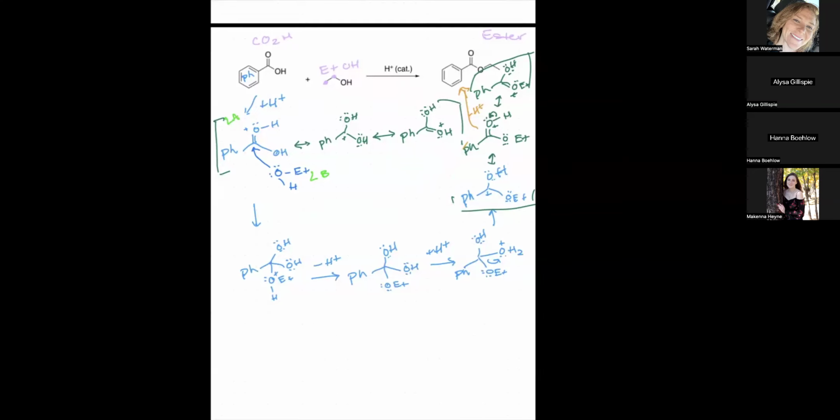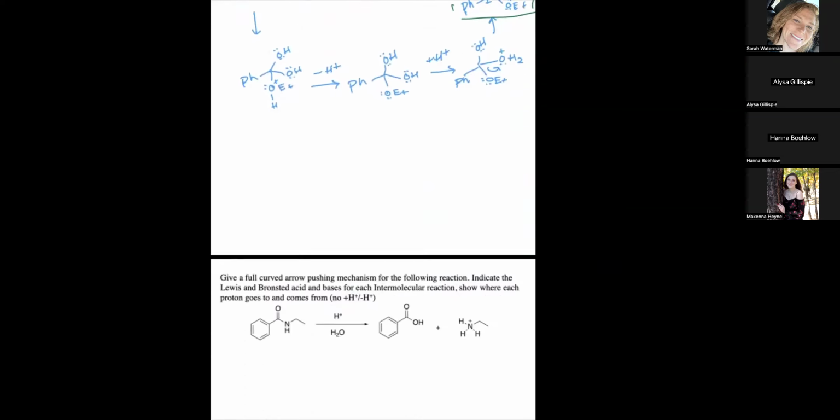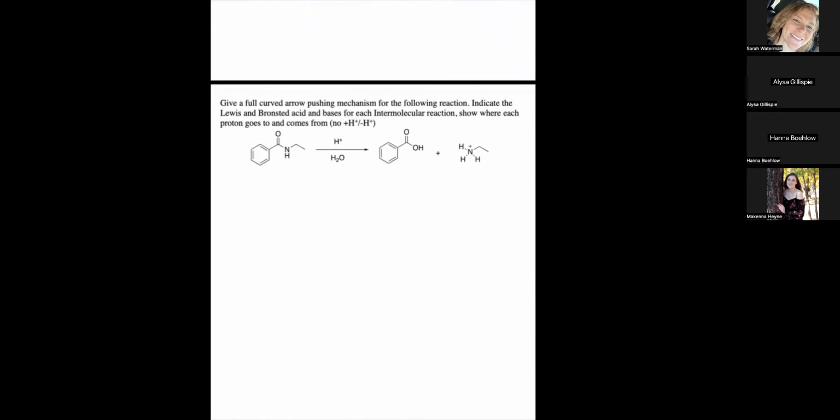Does anybody have any questions about that? It's a lot of just that plus H plus, minus H plus, move this hydrogen around, take this off, don't forget your lone pairs, etc., etc., etc. And then just recognizing when your resonance intermediates are. Okay.